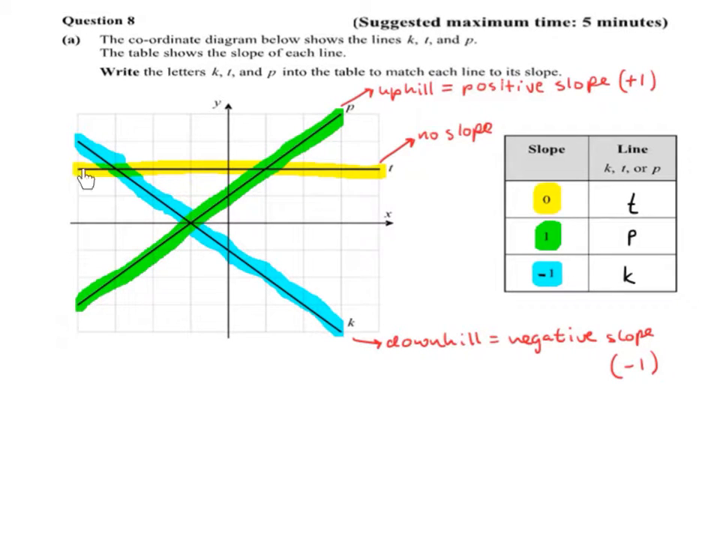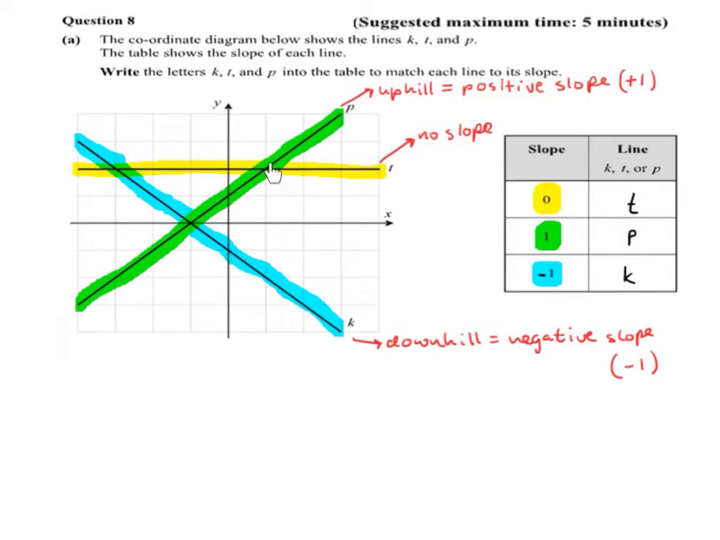Okay, so let's start off with T, so that's the yellow line. Well, the line T has no slope. It's not going upwards, it's not going downwards. It's a flat line, it's a horizontal line. So since it has no slope, it has to have a slope of 0. So we're going to put T in the box beside 0. Any flat line, any horizontal line going across that's not going upwards or downwards will automatically have a slope of 0. So T is equal to 0.